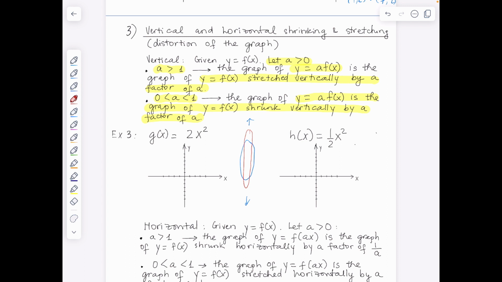And shrunk vertically. So now imagine that we are compressing the rubber band. When you compress the rubber band, it is going to be more flat. It's going to be wider instead of longer in the vertical direction.